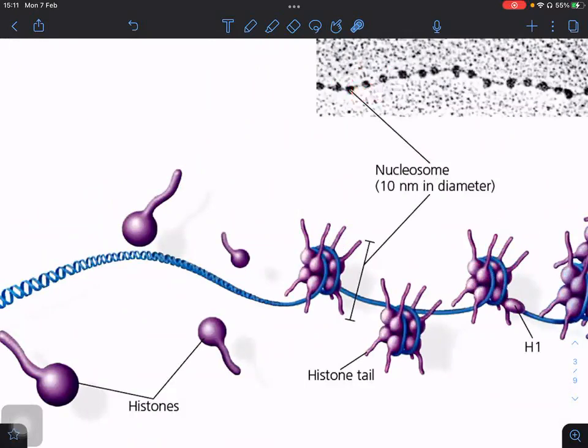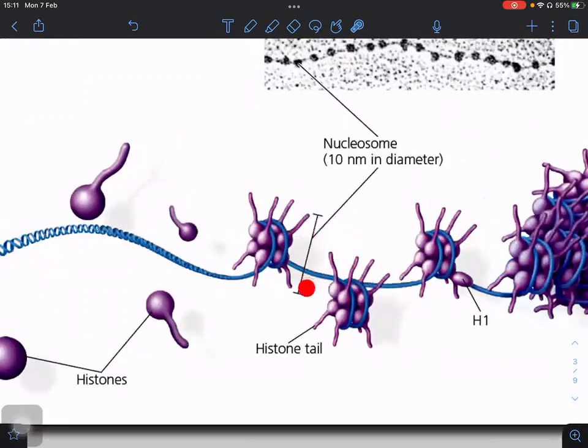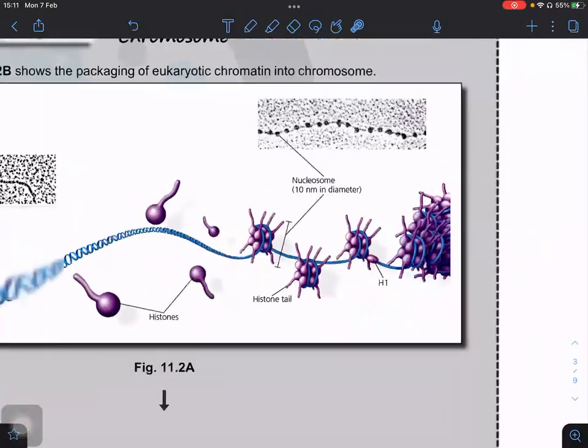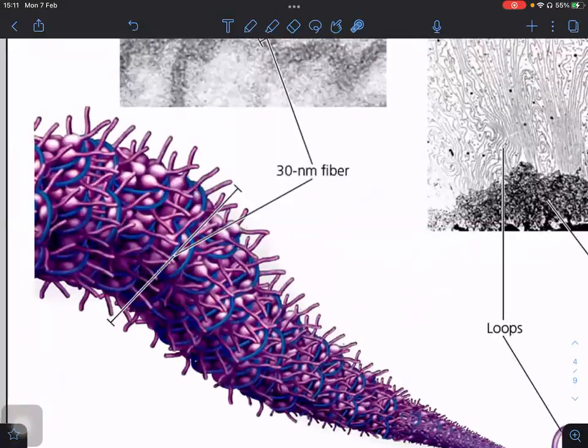Okay, in between, can you see that? The lighter one, those are the linker DNA. So you can see a coil on it. If you measure the diameter, it has now increased to 10 nanometers in diameter. And this H1, can you see that this histone and histone can interact together to make it become a thicker form. This thicker form, can you see, the diameter has now increased to 30 nanometers.